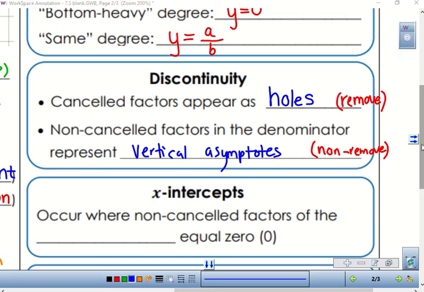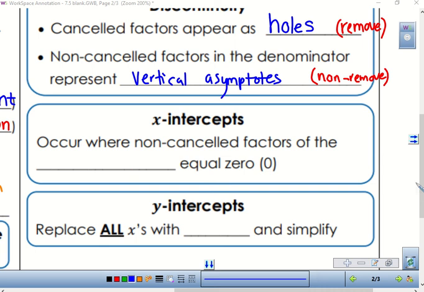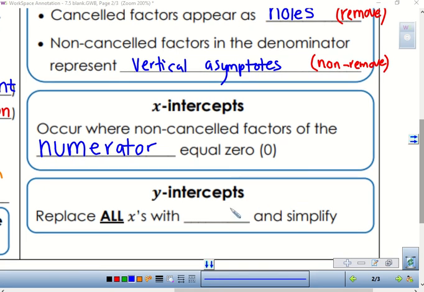Now next we're going to talk about our x-intercepts. So when we're in this form, x-intercepts occur where non-canceled factors of the numerator equal 0. So the way that we find x-intercepts is we set any of the products in our numerator equal to 0 and solve for them, okay? And we find y-intercepts by replacing all the x's with what and simplifying? 0, good. We replace all the x's with 0 and simplify, which is how you find y-intercepts for any type of function anyway, so that's not too unique.